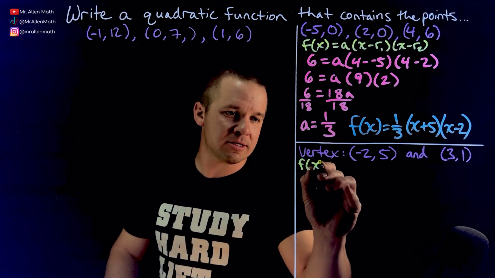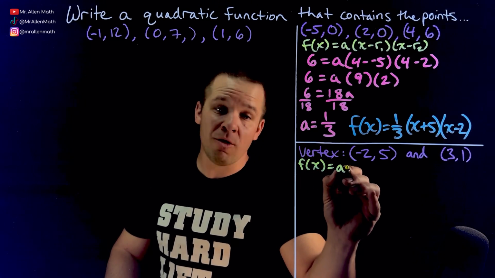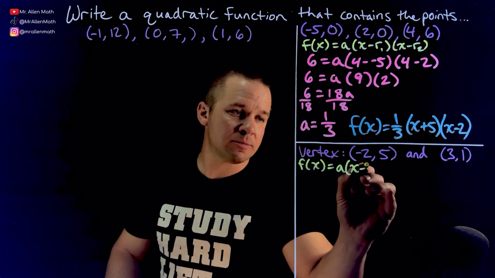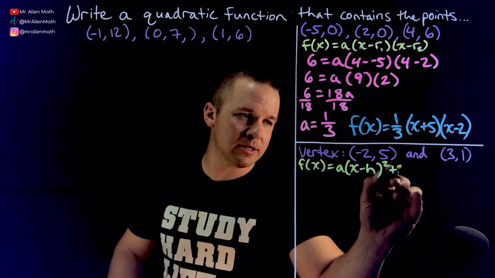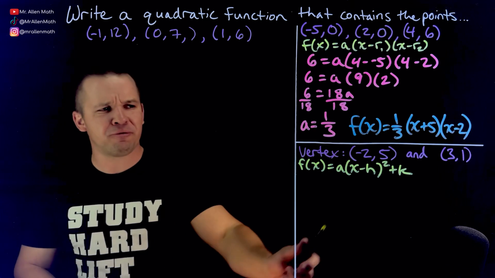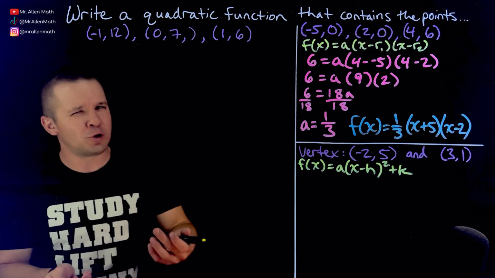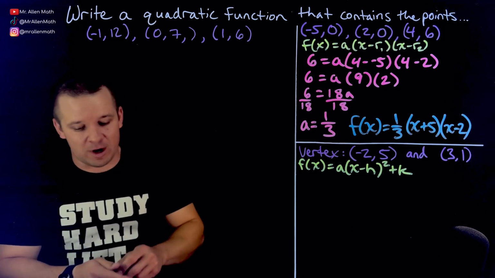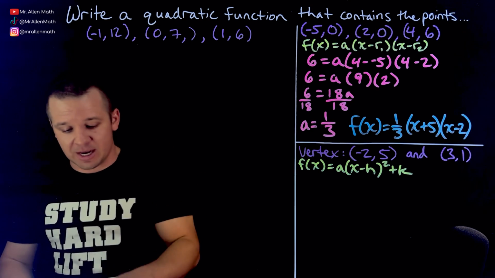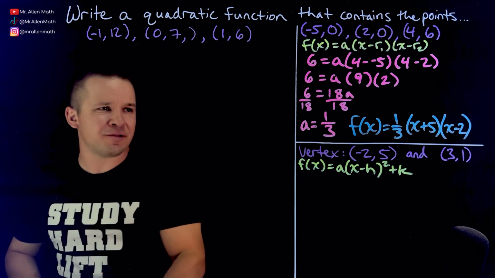All right, so I'm going to write that one out. f of x equals a, once again, we're looking for that bad boy, (x minus h) quantity squared plus k. A lot of people forget the squared there. We're in quadratics, bro. Got to be a squared somewhere. Okay, so let's go through this thing again. Same idea.